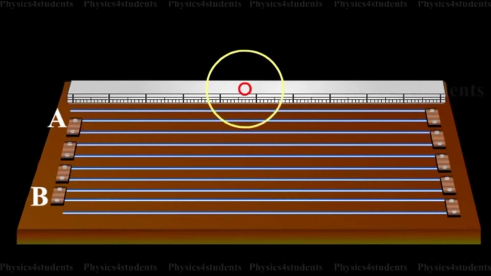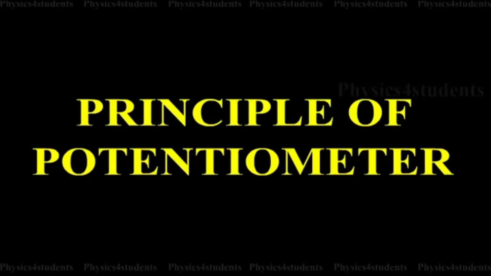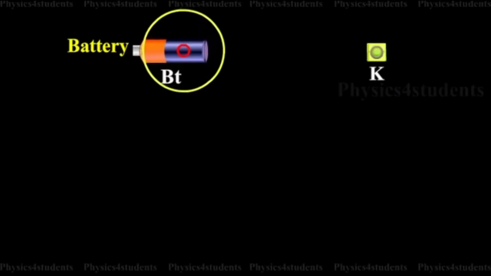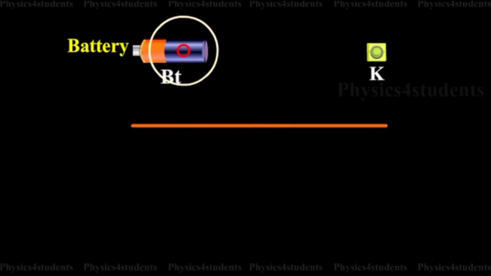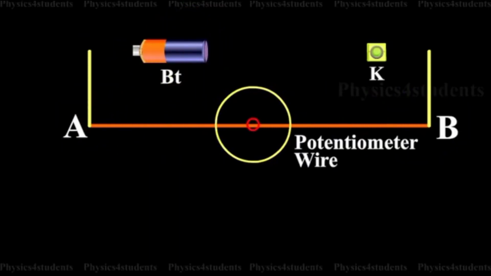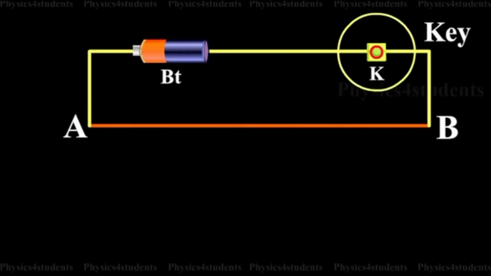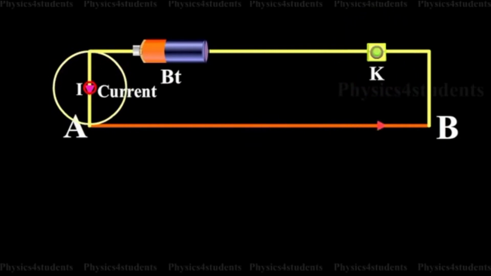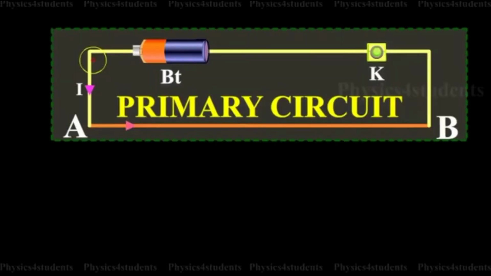A metal scale is fixed on the board parallel to the wire. Electrical contact with the wires is established by pressing the jockey J. Principle of potentiometer. A battery BT is connected between the ends A and B of the potentiometer wire through a key K. A steady current I flows through the potentiometer wire. This forms the primary circuit.